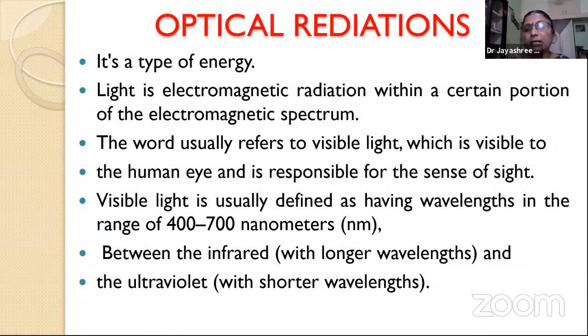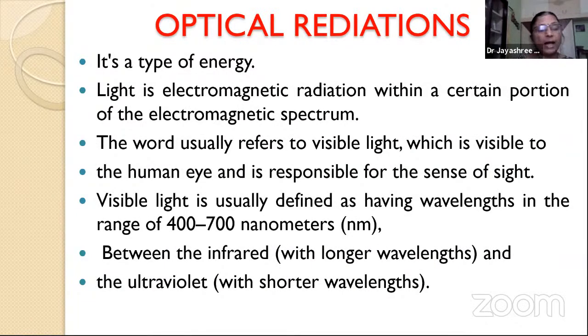Now basically what is light? Generally optics deals with the study of light, and that's why the particular light energy is nothing but optical radiation. So it's a type of energy, and light is electromagnetic radiation with a certain form of the electromagnetic spectrum. Hence the word usually refers to visible light, obviously with the help of the human eye, which is responsible for the sense of this light as well.